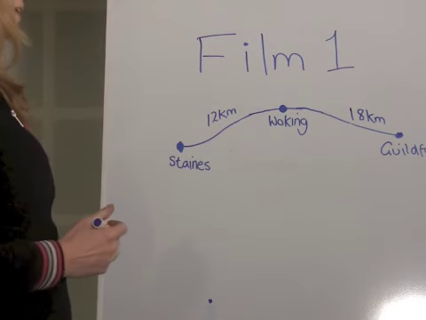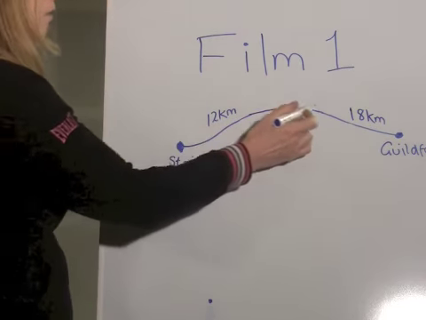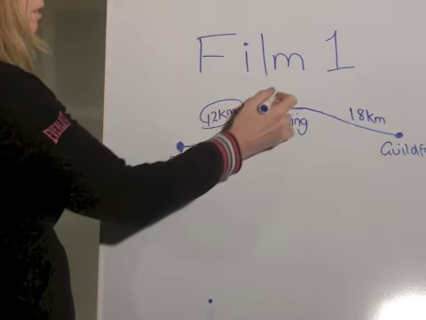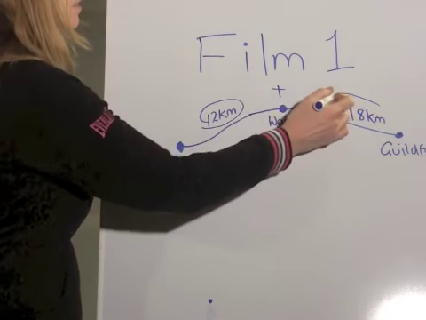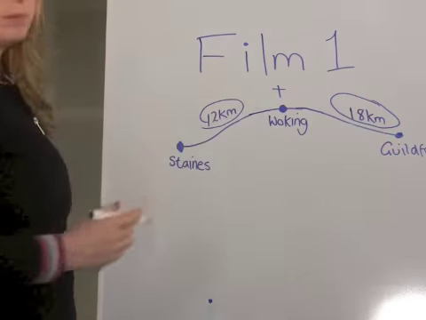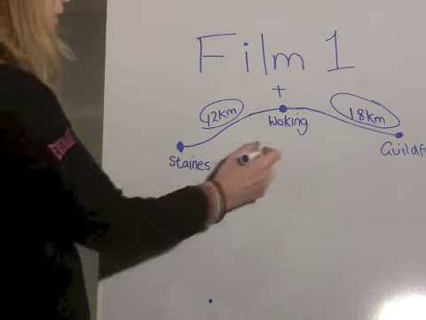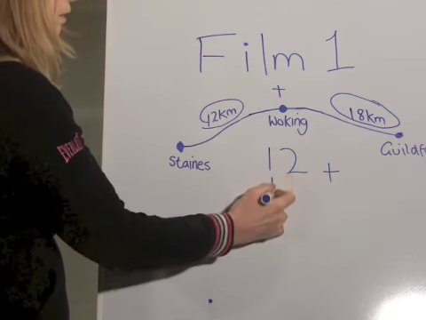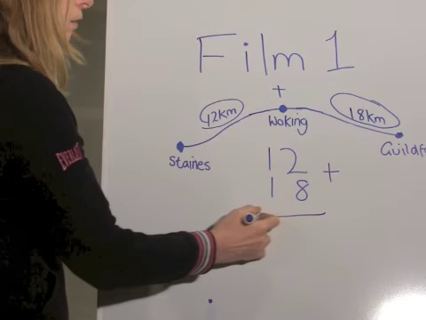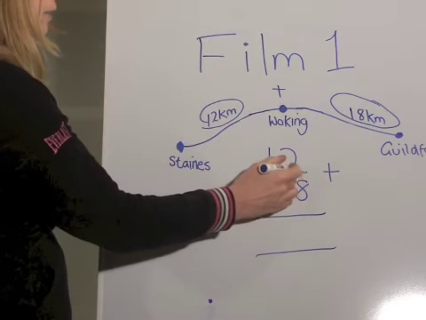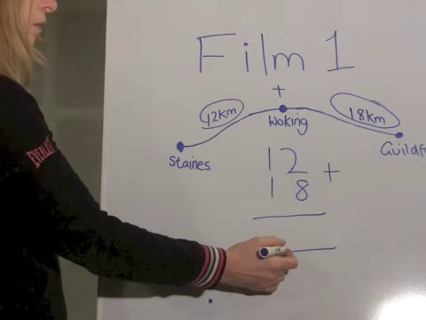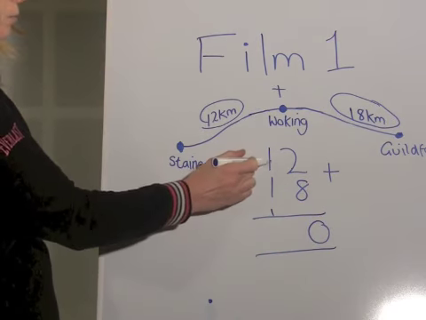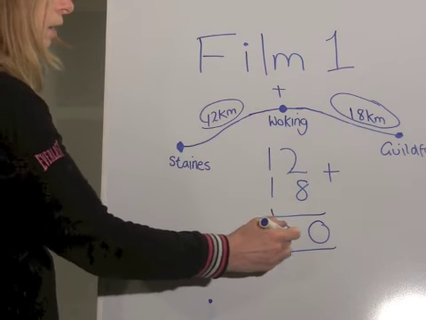We could be asked a question such as, how far is it from Staines to Guildford? And the simple answer is it's all the way along this road, so it will be this distance plus this distance. A simple addition sum. So let's do that. 12, and I'm going to use column addition, plus 18. 8 add 2 is 10, so 1 underneath, and then add the 10s up, 1, 2, 3.